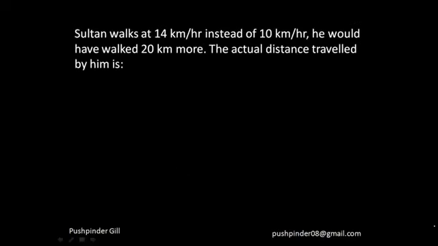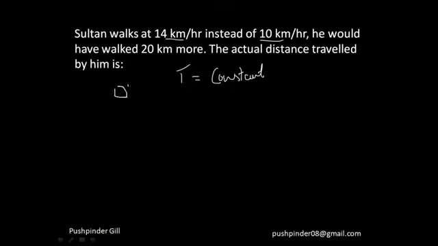Fine. Alright, so let's see this question over here. If Sultan walks at 14 km/h instead of 10 km/h, he would have walked 20 kilometers more. The actual distance traveled by him is? Now if you see in this question, speed is changing from 10 to 14. The distance is changing, but time is remaining constant. So you have to look in every question which entity is remaining constant, and then you'll be able to solve your question pretty easily.